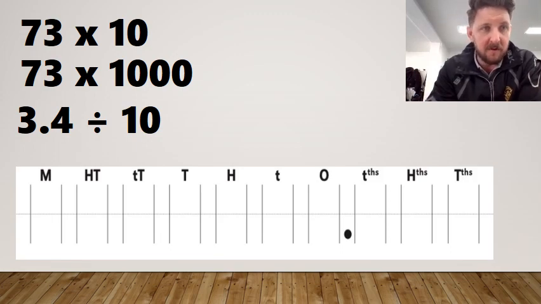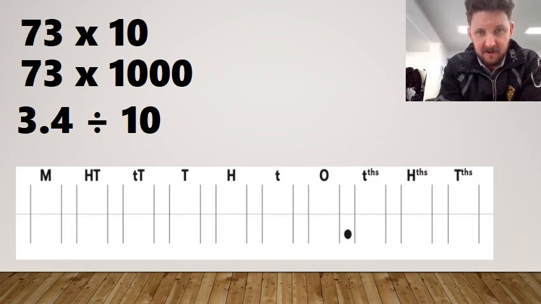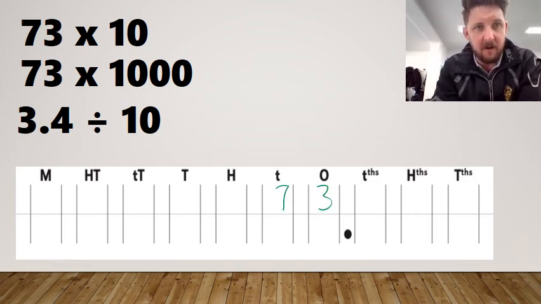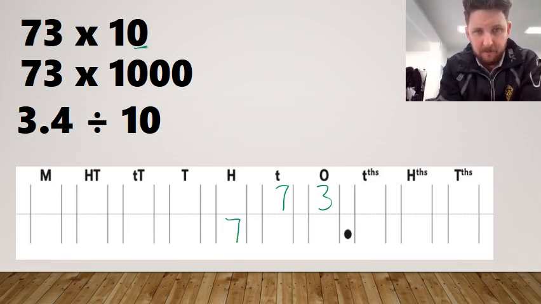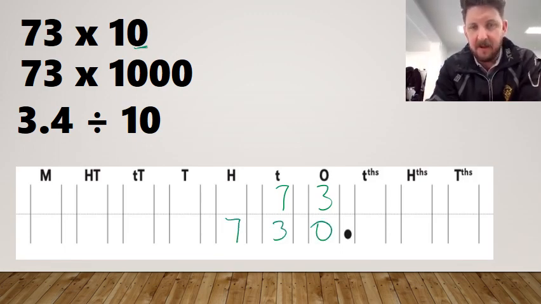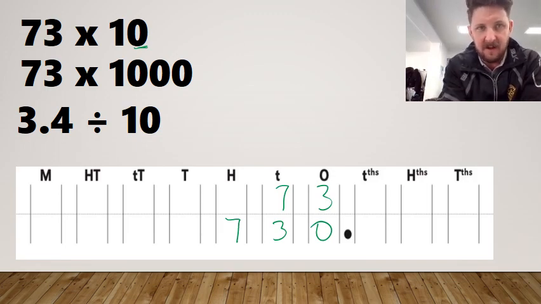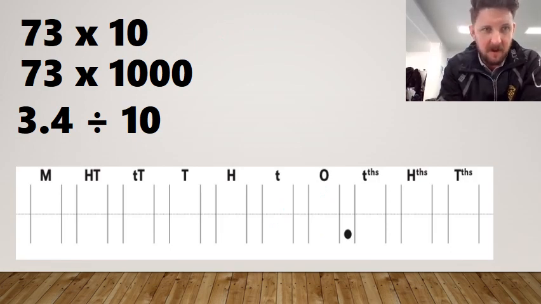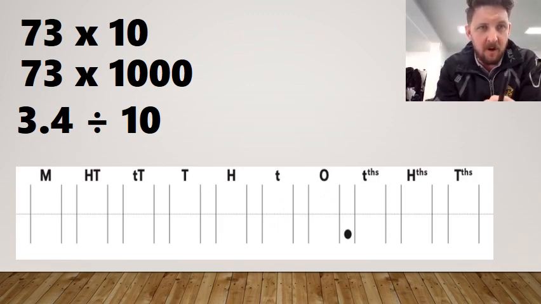All right, let's have a quick look at the first one. We know 73. It's going to put the 73 straight in. And we're going to go, right, it's multiplying, a number gets bigger, 10, 1 zero. We're going to shuffle it one place to the left. So there's my answer, 730. If you haven't got that one right, stop the video, try the next one again.